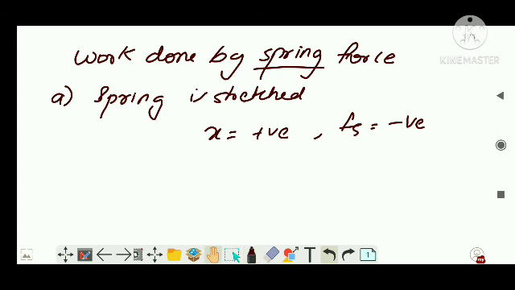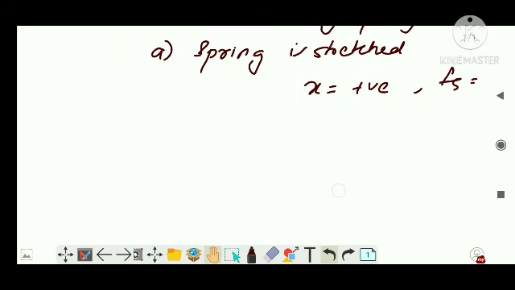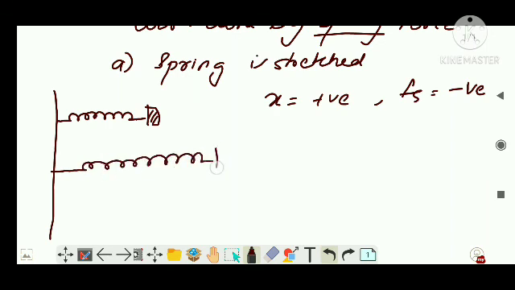So if you want, I can even show you pictorially. Let's say the initial position is like this, the spring was like this and the body was here. Now here what I'm going to do is I'm going to stretch it like this. Clear?